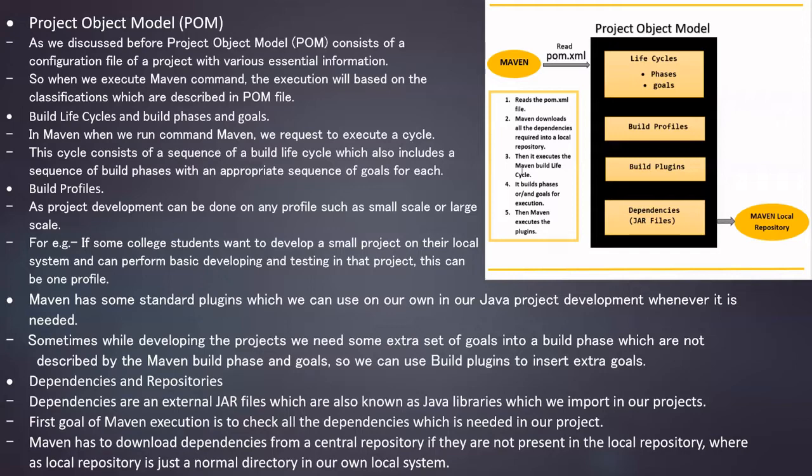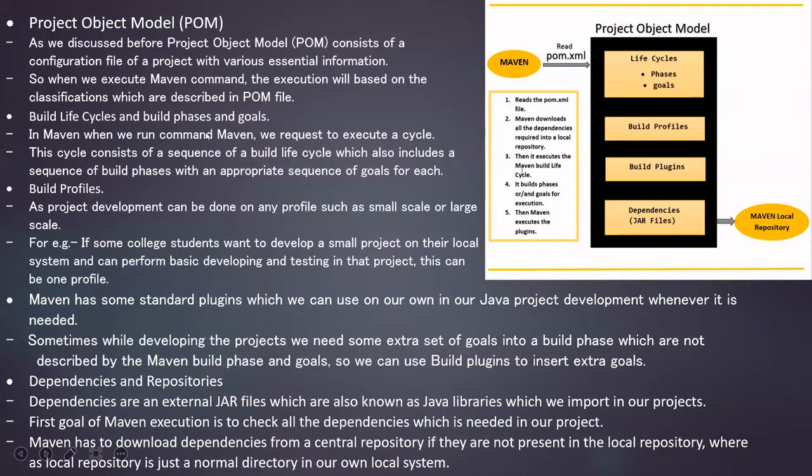In Maven, when we run a Maven command, we request to execute a cycle. When we run the command, it means a cycle, what we want to achieve. This cycle consists of a sequence of build life cycles, which also include a sequence of build phases with an appropriate sequence of goals for each.